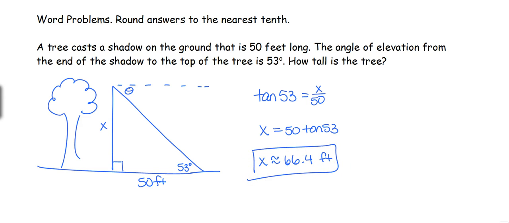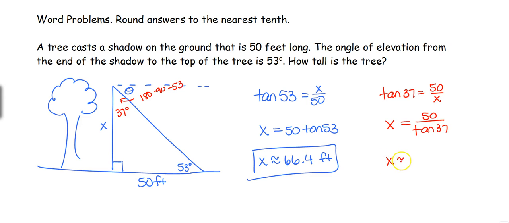There are other ways. We could have found this angle measure by doing 180 minus 90 minus 53, giving us 37 degrees if you prefer it that way. Then doing your opposite over adjacent, giving your setup as tangent of 37 is equal to 50 over x. This time, x would have been 50 divided by tangent of 37, but it's going to end up giving you the exact same answer. So there's always, most of the time, several different approaches that you can take to your trig function.